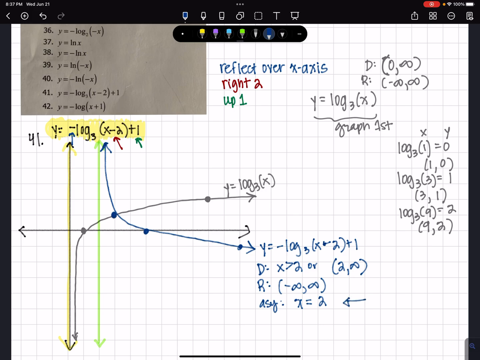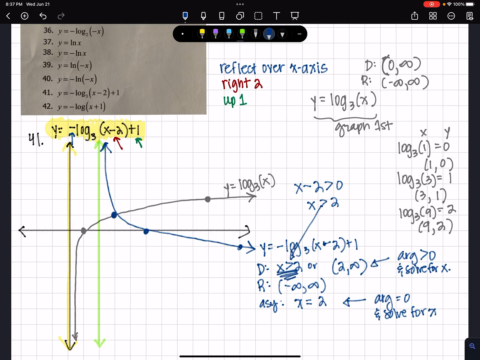And you can find that by setting the argument equal to 0 and solving for x. You can find your domain by setting your argument greater than 0 and solving for x. And that's how I got this right here. x minus 2 is greater than 0. x is greater than 2. Voila. But in interval notation, we show it like this. So there's number 41.